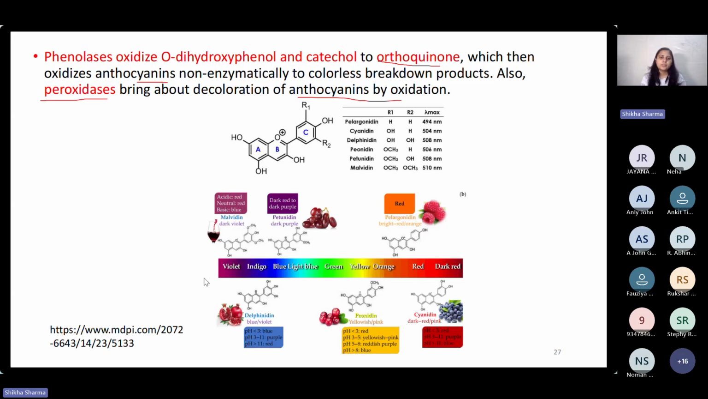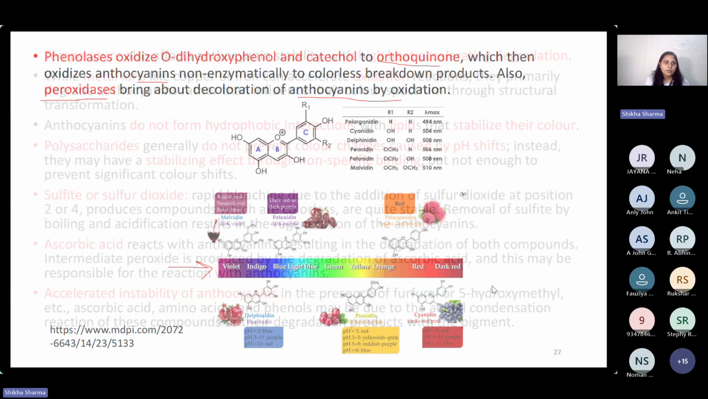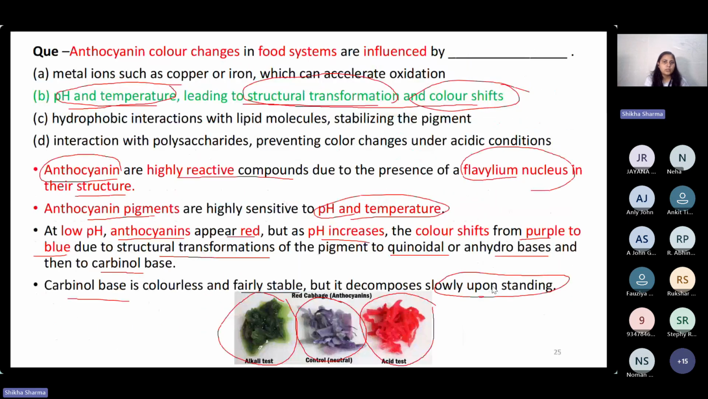We can have different colors based on the UV spectra. More violet color is there in malvidin, and more reddish color is in cyanidin. So there are different colors, and we can have different compounds or different colors based on the pH also. So here this answer is correct, that the color is changing due to the structural conformation changing.